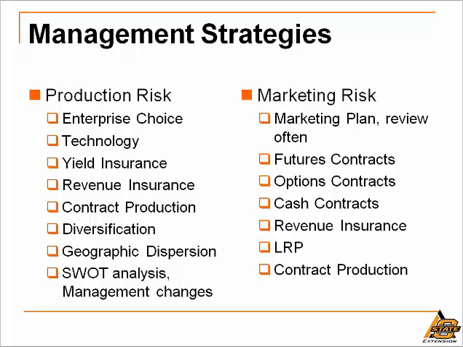For example, production risk can be managed by choosing enterprises that are more or less risky, by equipment or technology adoption choices, by purchasing various levels of yield or revenue insurance. Actually, crop insurance choices are becoming more and more complex in terms of the number of choices available. It's not only level, but unit structure, choosing to replace yields in the history or not, etc.